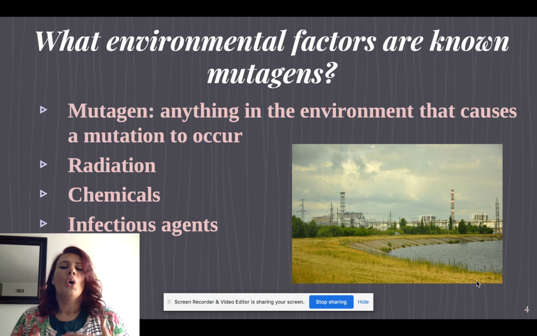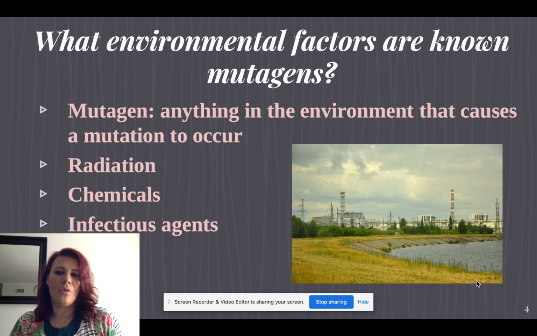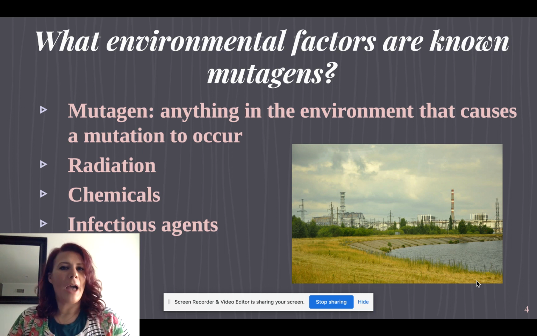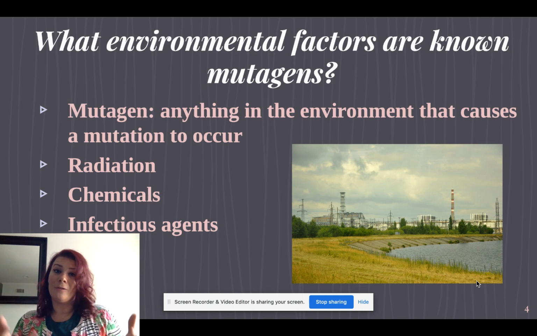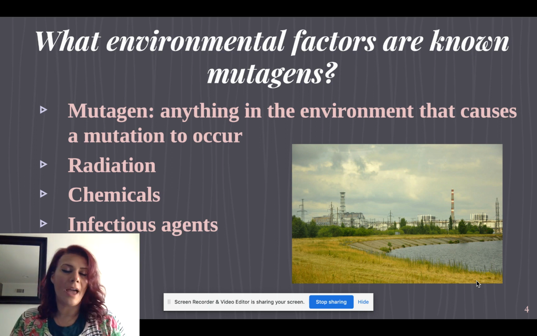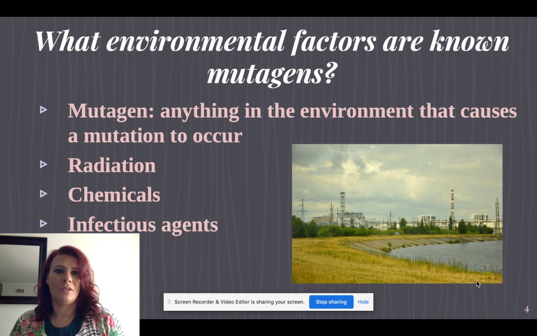All right, so what environmental factors are known mutagens? Okay, a mutagen is anything in the environment that can cause a mutation to occur. All right, so I took this picture and I kind of wanted to leave it there to remind you. Any type of chemicals, nuclear power plants, any type of radiation, right? Even radiation from, let's say, like our phones, laptops, even electric vehicles. They're trying to do some research around that. But any of those types of things can potentially be a mutagen, causing mutations.